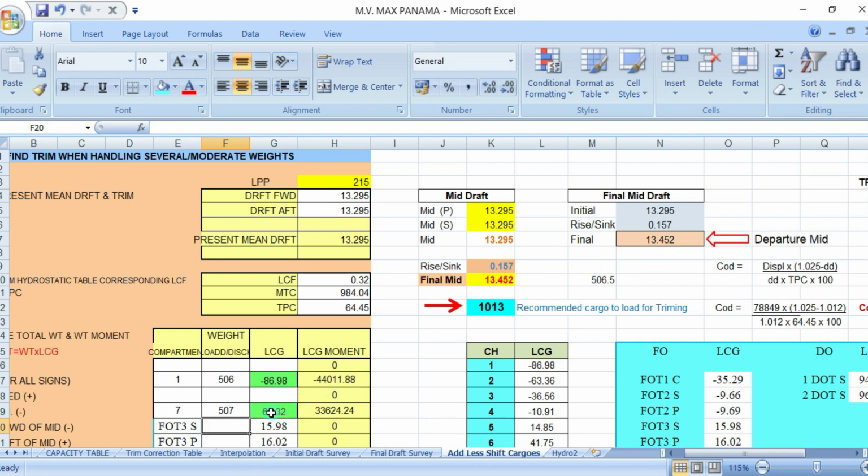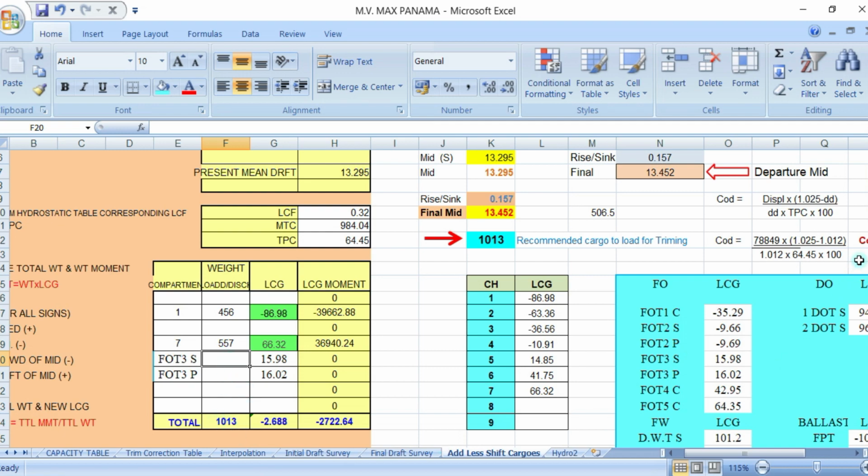So trim by the head. Let's say you want to make it even keel. Trim by the head. 456. Tama ba? 456. 557. How much would that be?